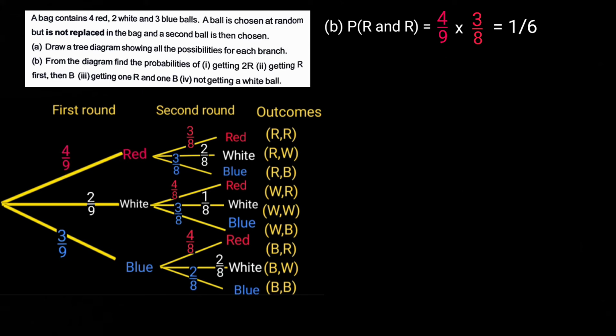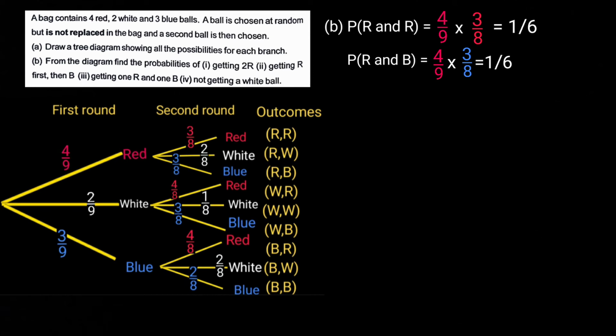Moving to the next required probability, to find the probability of getting the red first and then blue second, you just have to reference the tree diagram again. The probability of getting a red ball in the first round is 4 by 9, and the probability of getting a blue ball in the second round, if we got a red ball earlier, is 3 by 8. We will obtain 1 by 6 for the probability as well.